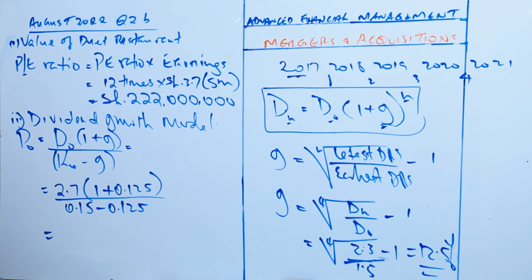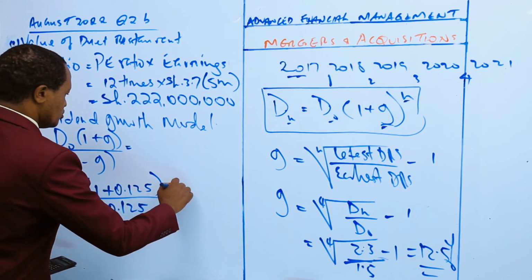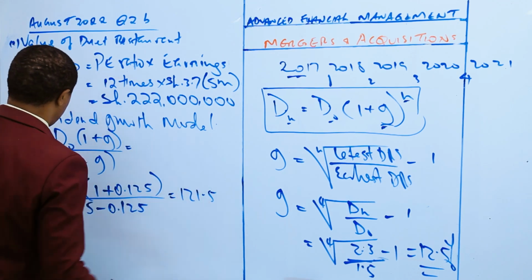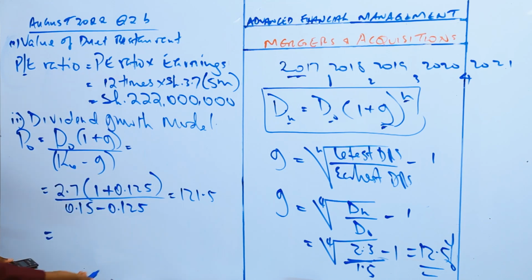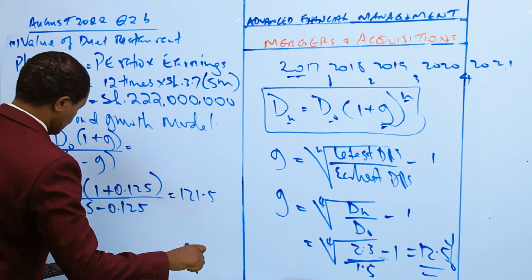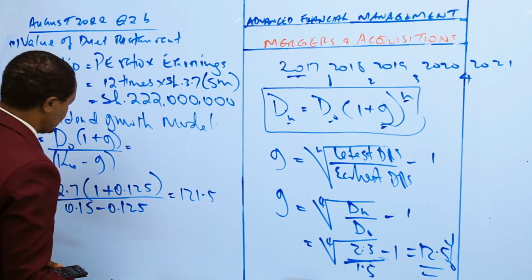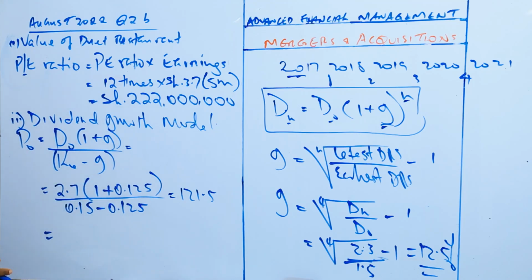I punch in the inputs, so I'm getting 121.5. This is the value of one share. So we multiply by the number of shares to get the total value of the target.